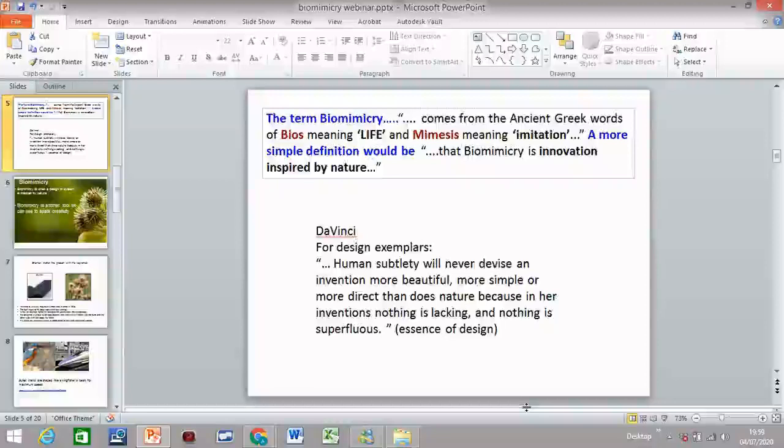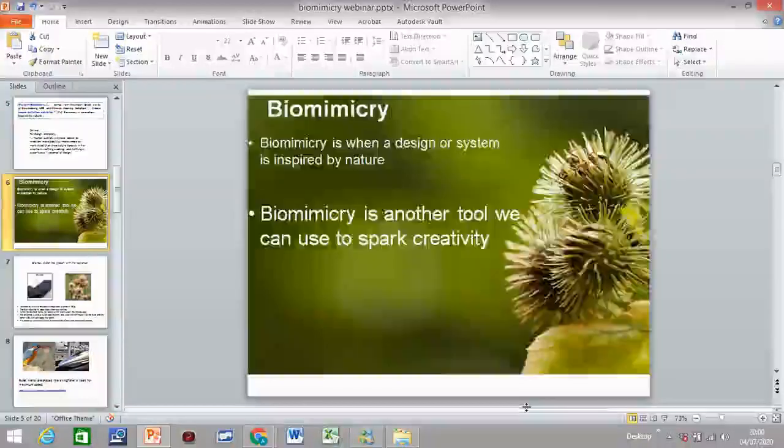Da Vinci realized this, for he gave a very good quote: "Human subtlety will never devise an invention more beautiful, more simple, or more direct than does nature, because in her inventions, nothing is lacking and nothing is superfluous." It's the essence of design. So biomimicry is when a design or system is inspired by nature. And when we did mention it the last time, we said biomimicry is another tool we can use to spark creativity. We're going to run through a series of examples and case studies of this now.